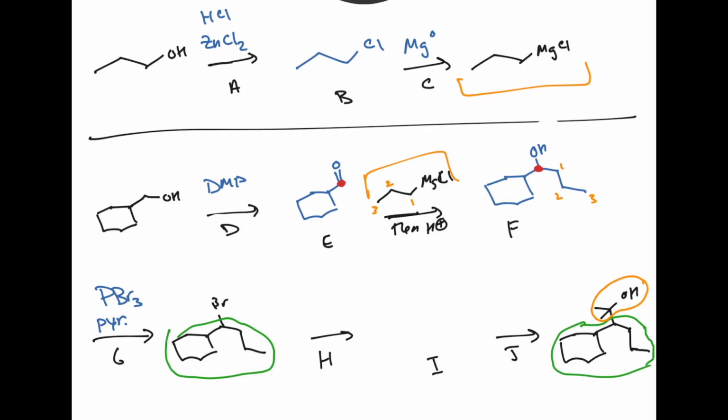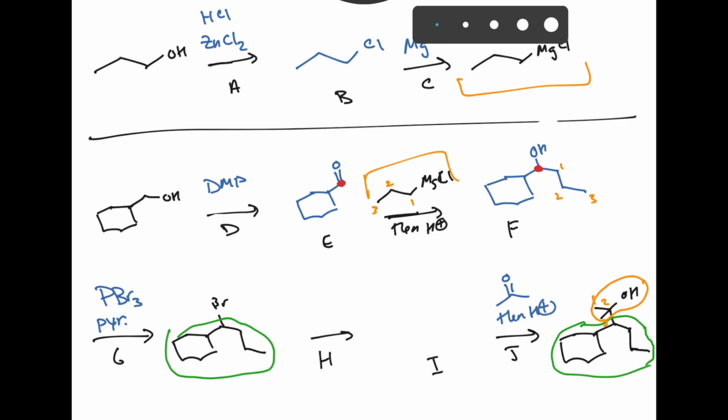So I need to add it to a ketone that has 3 carbons, because in orange there I have 1, 2, 3 carbons. It's hard to see that 3. I promise you it's a 3. So that could just be this, then H plus.